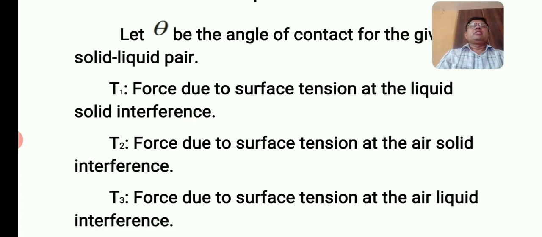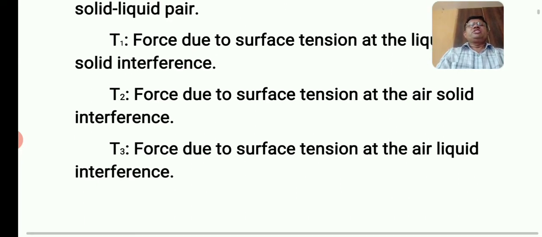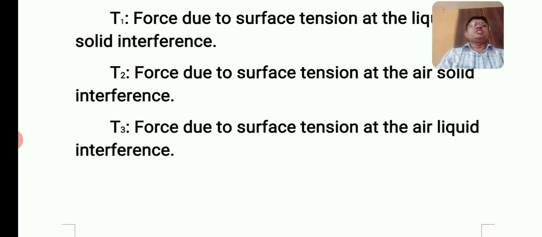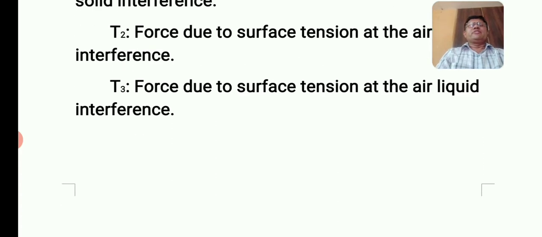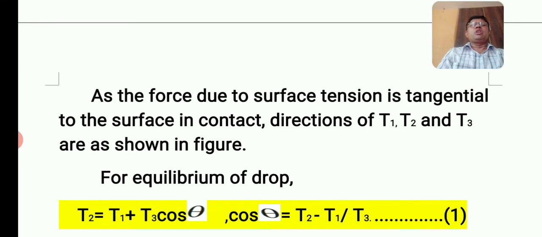Remember the figure. Let's suppose T1 is the force due to surface tension at the liquid solid interface, T2 is the force due to surface tension at the air solid interface, and T3 is the force due to surface tension at the air liquid interface. As the force due to surface tension is tangential to the surface in contact, directions of T1, T2 and T3 are shown in the figure.